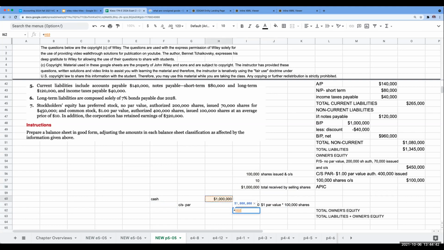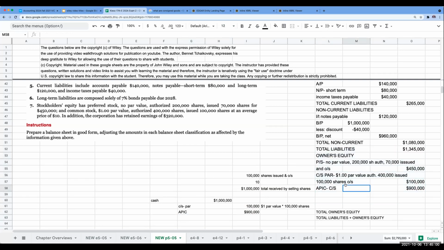And then the rest of it is going to be dumped into additional paid-in capital, common stock. So additional paid-in capital, common stock is going to be $900,000. Okay, so I've got common stock at par, additional paid-in capital, common stock, right? That's how I have to go through and split it up.